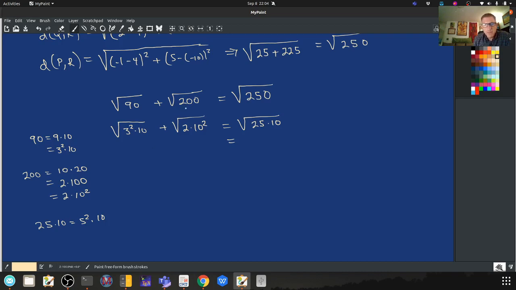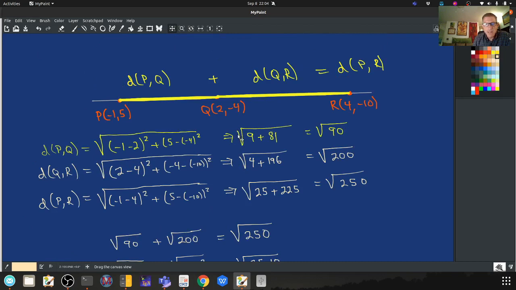I'm not feeling good about this number right here. This 200 is not agreeing with my notes, and it's not agreeing here. Did I write down the points wrong? Minus 1 and 5, 2 and minus 4, 4 and minus 10. So let's indulge me here. Let's check this one, the distance between Q and R. I feel like I've done something wrong.